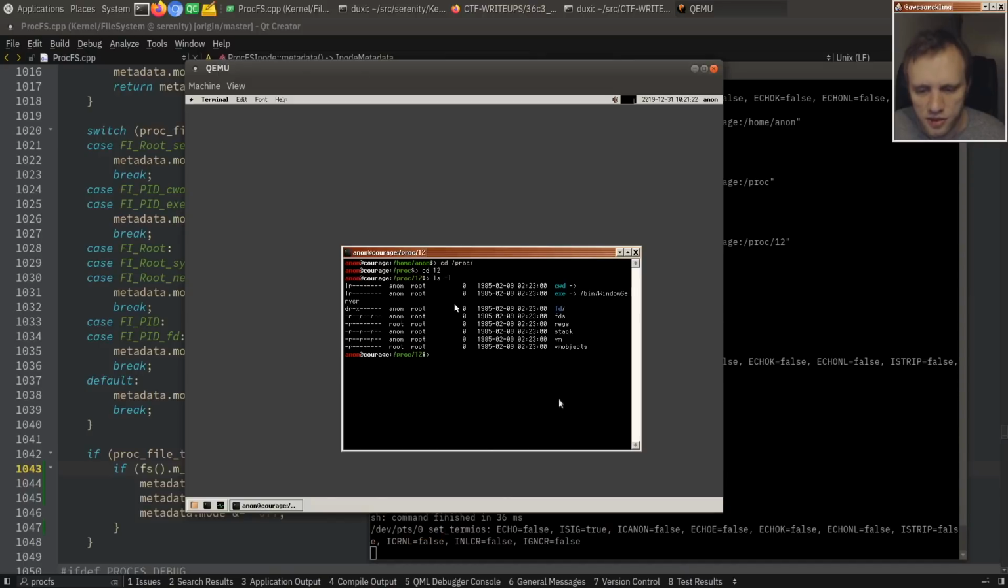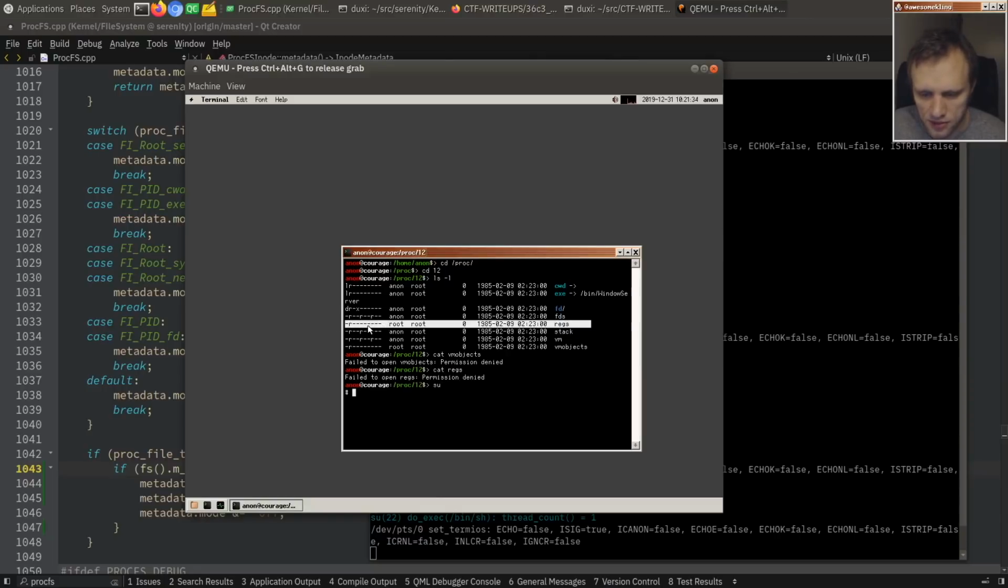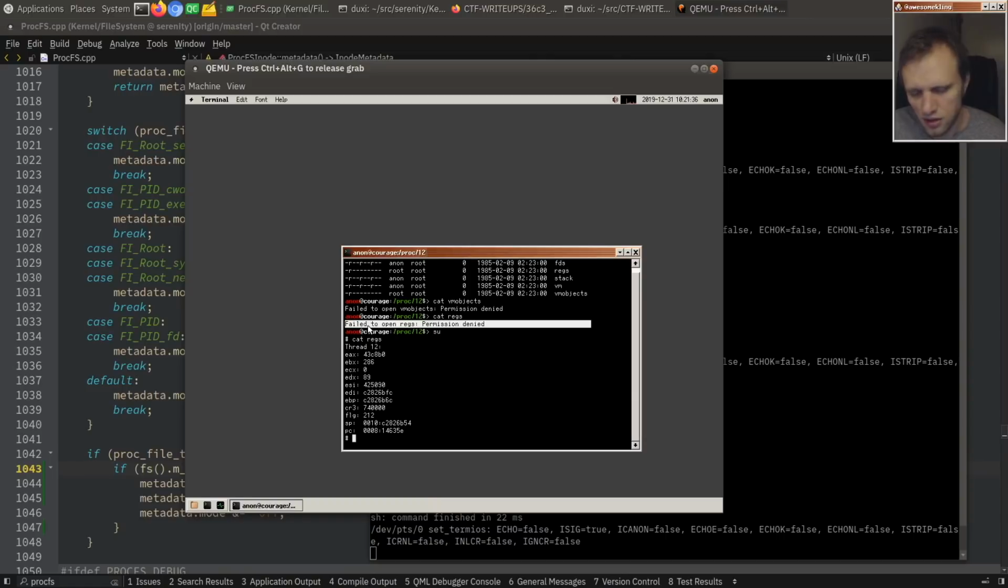Maybe this is still Windows Server, yeah. So now VM objects is owned by root, and I can no longer look inside it. Good, it means I can no longer look at my CPU registers either. I would have to become root to see those, because they might have kernel addresses in them, so we don't want to expose that.